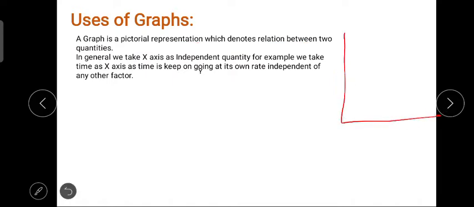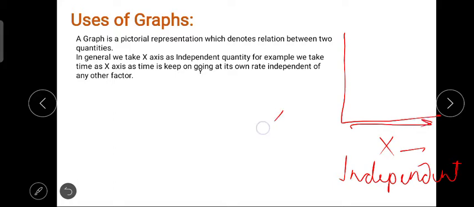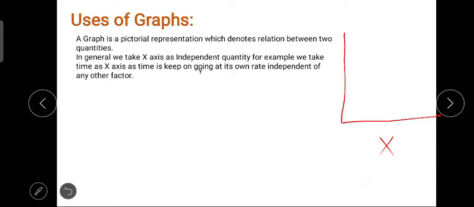Independent quantities are plotted on x-axis, that is the horizontal axis, and dependent quantities are plotted on y-axis. So what is x-axis and y-axis? It will be discussed in your maths class. For the time being, you just get a concept that the horizontal axis is known as x-axis and the vertical axis is known as y-axis.